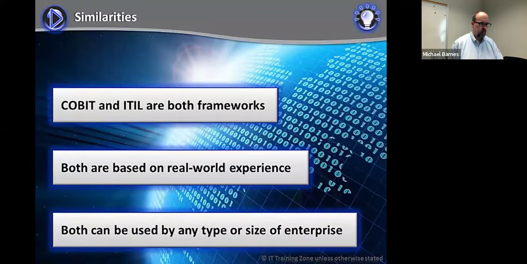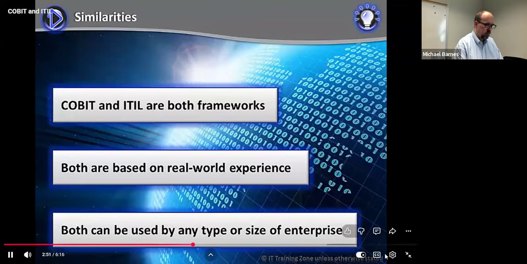Both frameworks derive from real-world experience, so you can be confident that they provide practical advice, that they will work. The frameworks are based on experience drawn from a wide range of enterprises, commercial, not-for-profit and government, organizations both large and small, and enterprises operating in many different countries. Their advice can be applied by any organization.